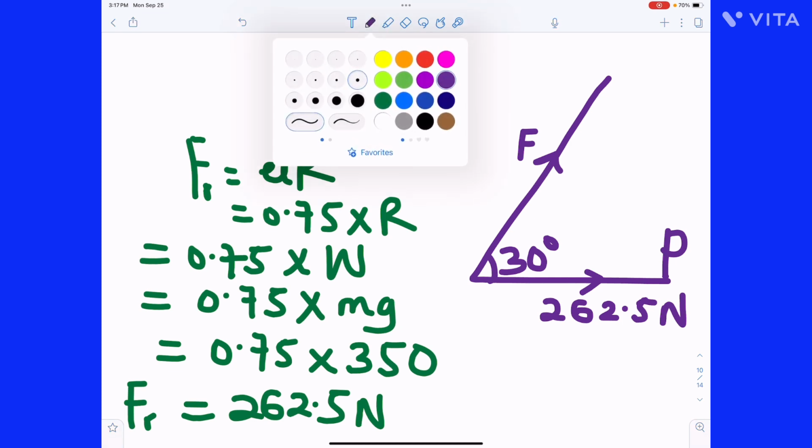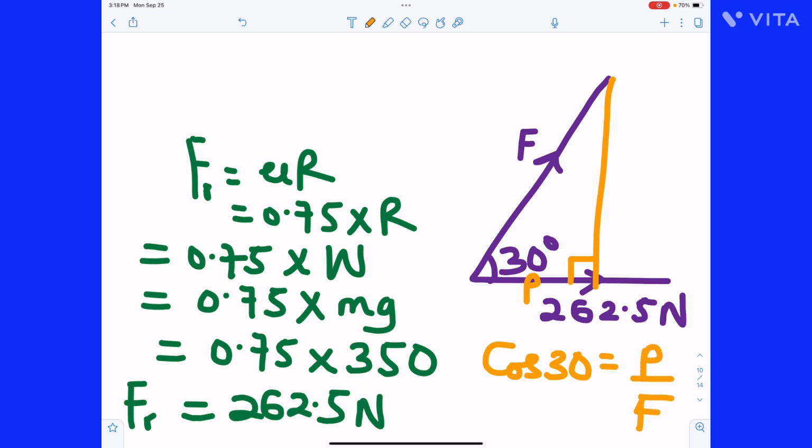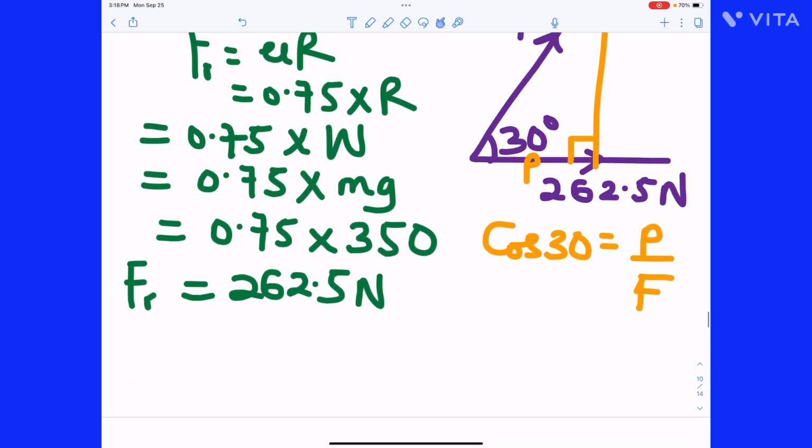I'm going to change this to yellow. I need P, which is the horizontal component. So if I need P, all I need to do is remember that cos 30 is adjacent, which is P, over hypotenuse, which is F. This is the hypotenuse of the right angle triangle. This is the side adjacent to 30.